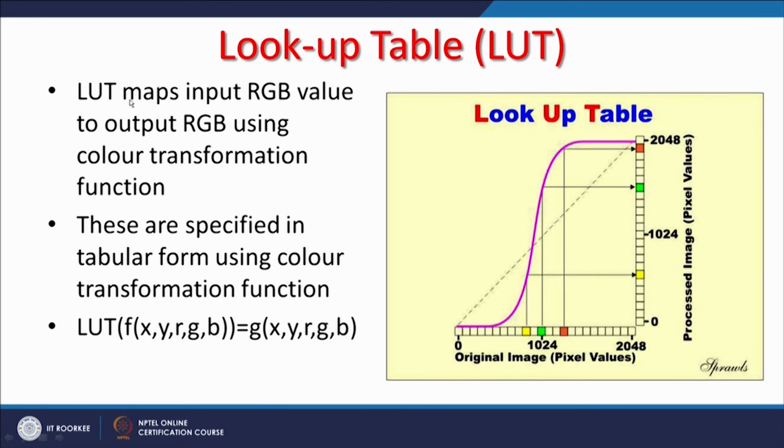So LUT basically allows us to map the input RGB values to output RGB values. It may be for a single band or a color band. So for a color image, using a color transformation function, these are specified in tabular form, and that function is very simple: the LUT works through a function of R, G and B.